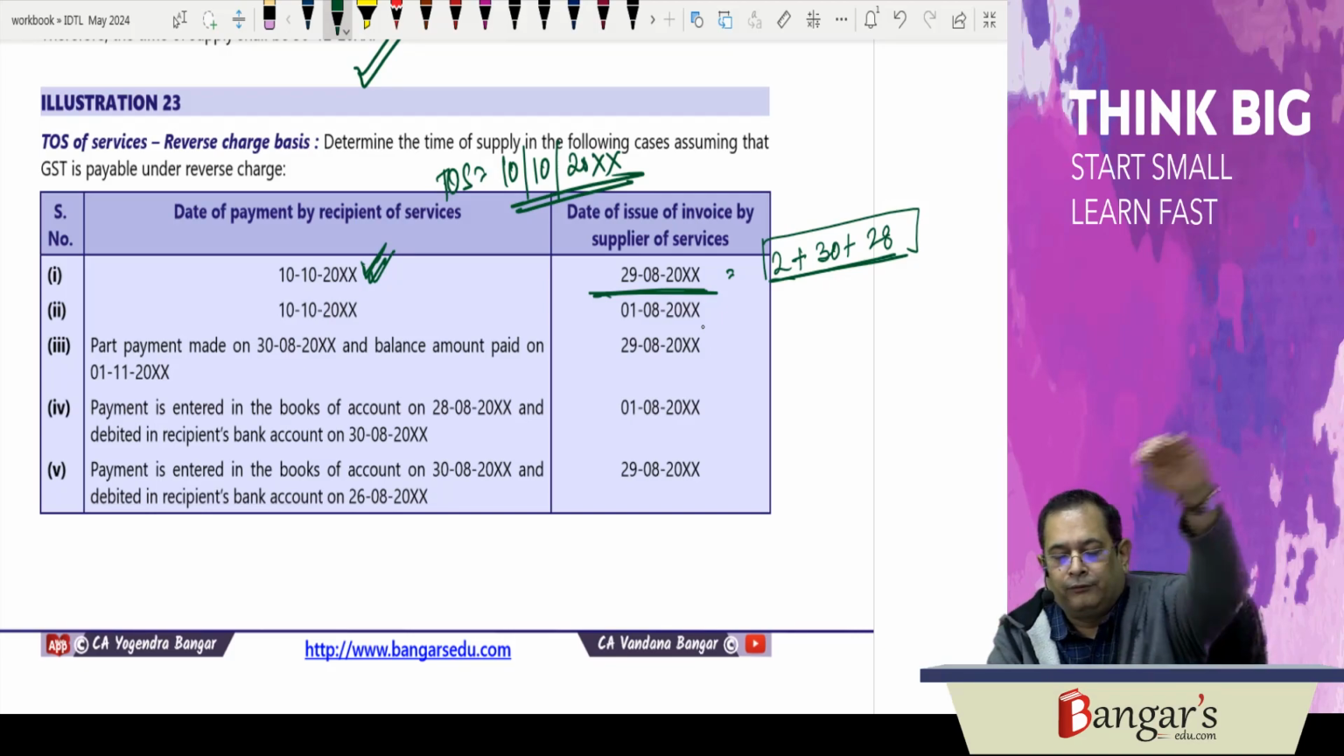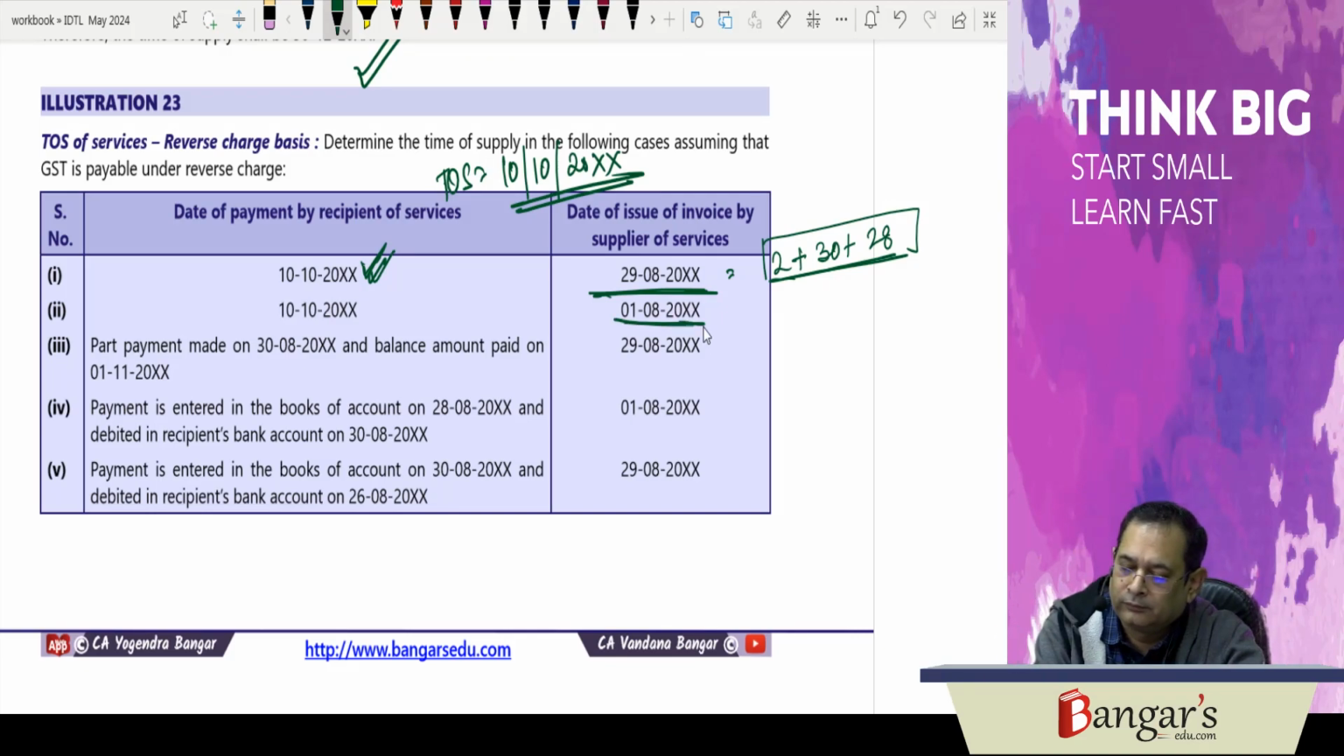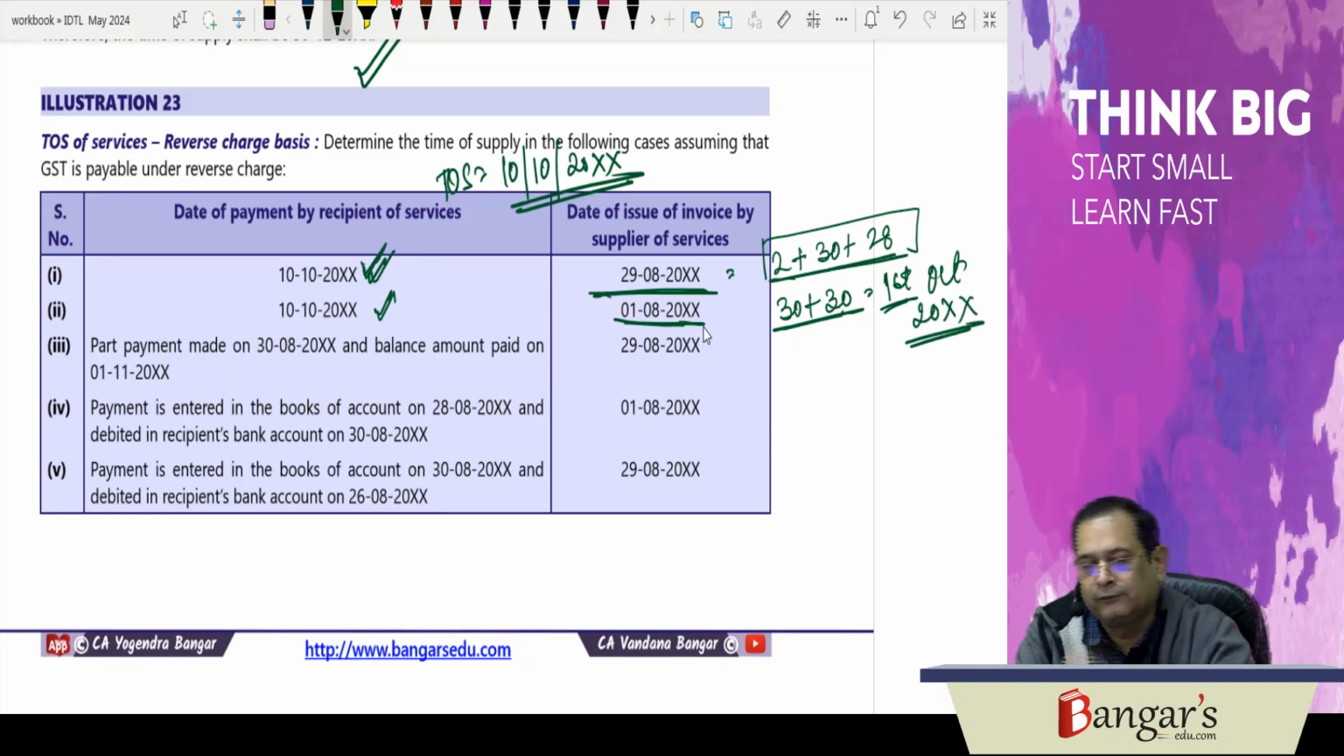Then 1st of August, payment is made on 10/10. So it will be 30 days for August, 30 days for September. Here time of supply will be 1st of October. In the second case, the time of supply will be 1st of October, as the payment is not made within 60 days from the date of invoice.